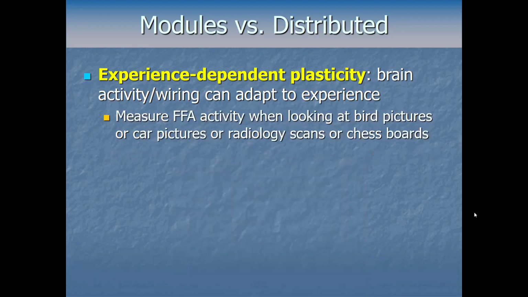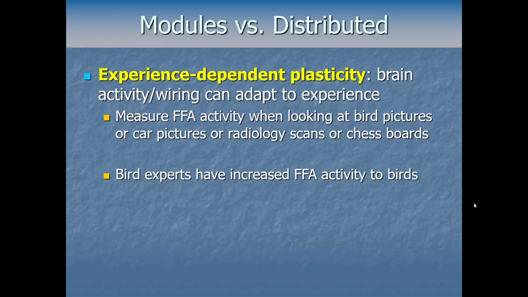Okay, taking that, we could say, well, what if we measure activity in the fusiform face area, the FFA, when people are looking at, I don't know, bird pictures or car pictures or radiology scans, like looking for tumors, or looking at a chessboard? Would you expect activity in the fusiform face area for those things? Probably not, because they're not like faces, right? Those greebles, they looked a little like faces. So it makes sense how we could train the FFA to start picking up on those and have activity for those. But certainly not for birds or cars or whatever, right?